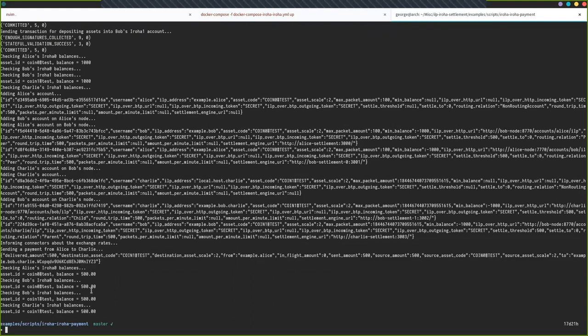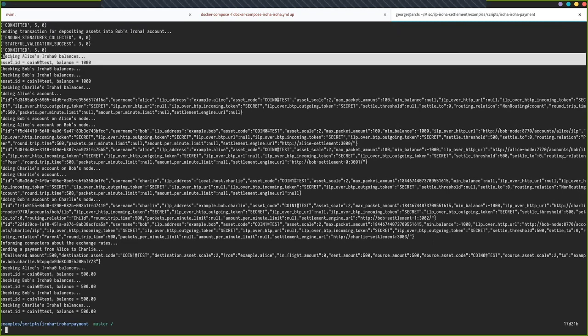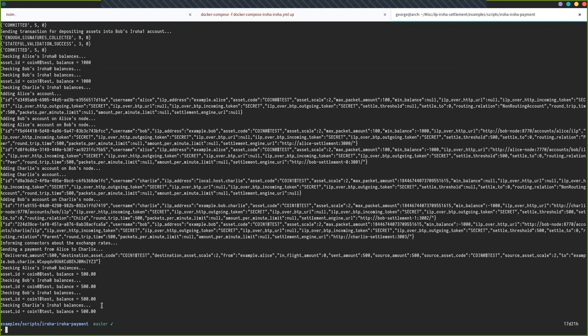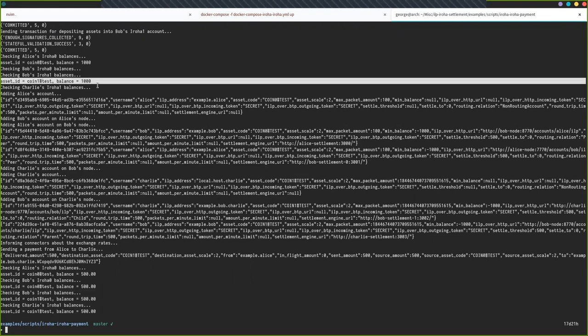And finally, we query the balances again, and we can see that Alice now has 500, while Bob also has 500. And again, this is just on the first Iroha blockchain. So we can conclude that Alice transferred 500. Initially, Alice had 1,000. She transferred 500 to Bob, while Bob transferred 500 to Charlie on the second Iroha blockchain, because initially Bob had 1,000 and Charlie had nothing.